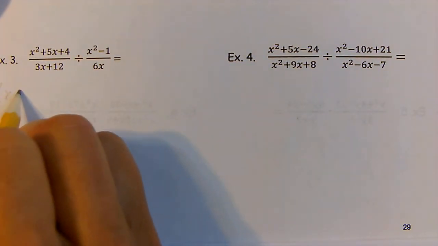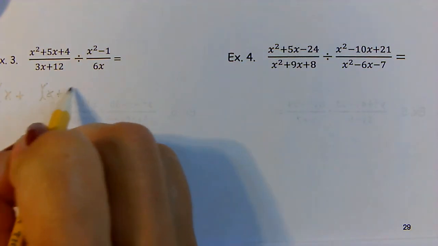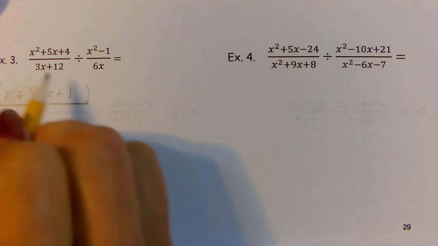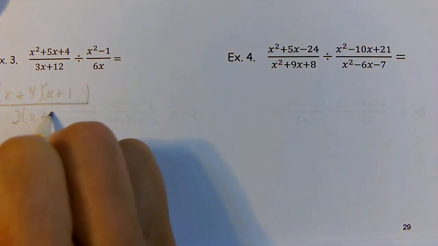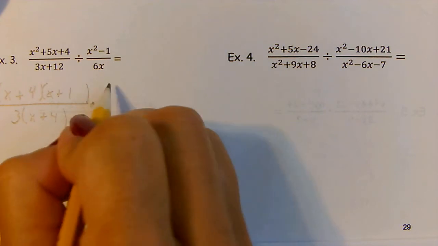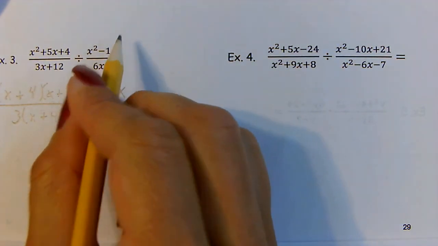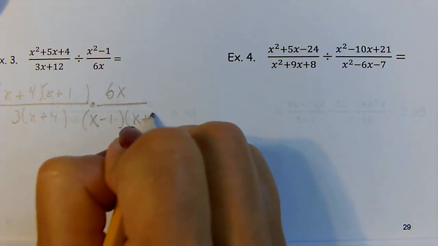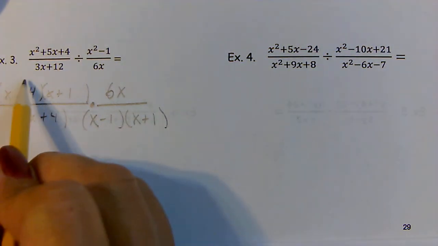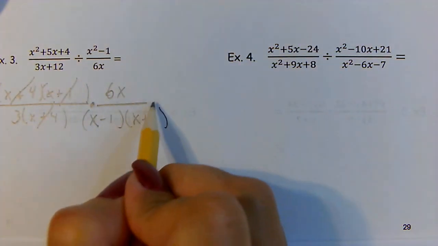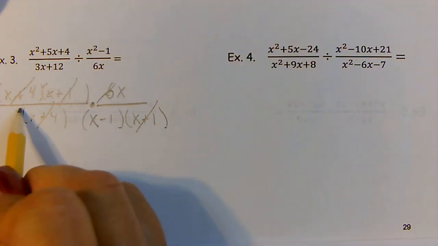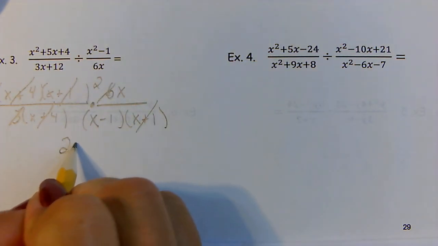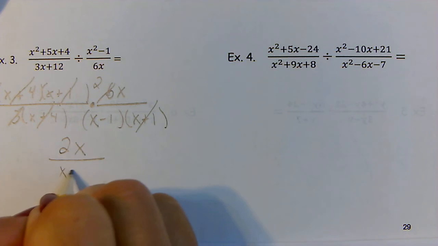Here I have 2 sets of parentheses. 2 numbers that multiply to 4, add to 5. GCF of 3 out. Change to multiplication. Flip my second. Difference of squares, factors out. Reduce everything that I can. The 6 and the 3 will go to a 2 on top. The 6 is bigger. So I'll be left with 2x over x minus 1.